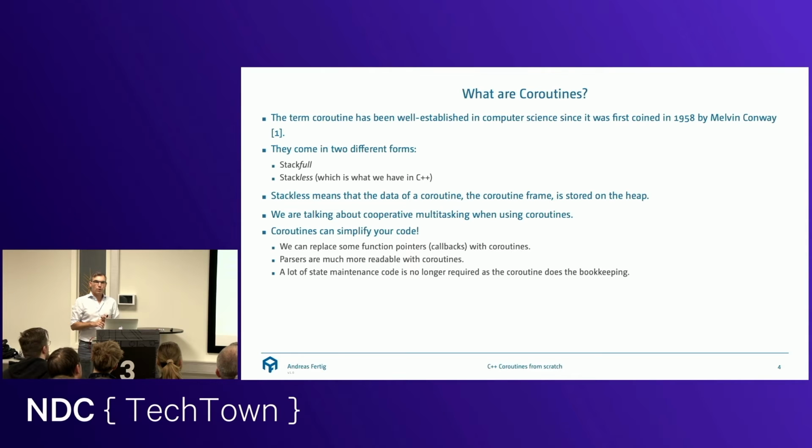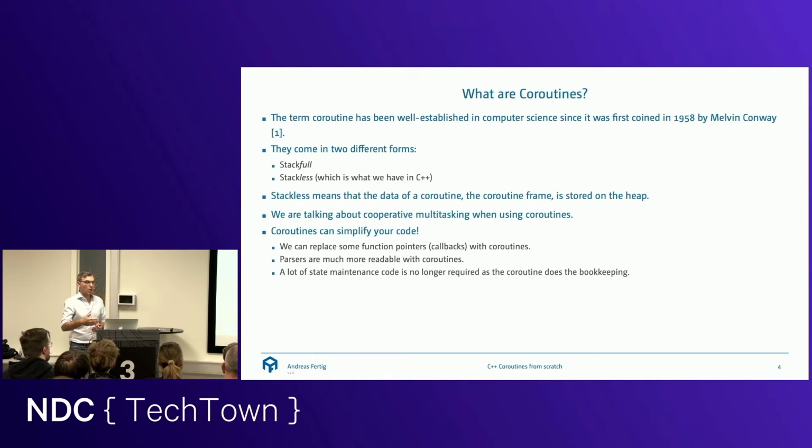We have two different flavors of coroutines among programming languages in general: stackful coroutines or stackless coroutines. This fullness or lessness of the stack means where the data we need to preserve for this coroutine, its entire state, is saved. You can either have an implementation which stores all this data on a dedicated stack piece, or you do not use the stack, and that means you use the heap. And this is what C++ does.